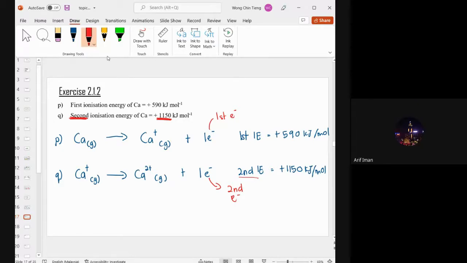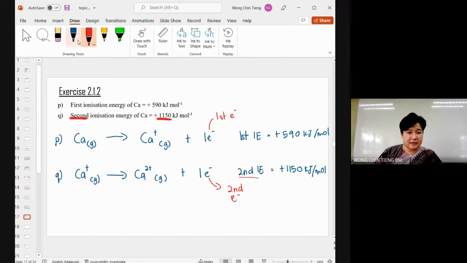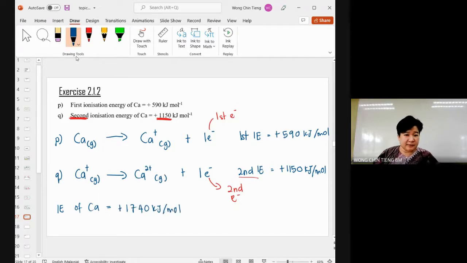Okay. Alright. Okay, apa yang saya nak tunjuk kat sini? Nampak tak beza kalau Miss Wong hanya bagi IE of calcium? Contoh ya, kalau saya hanya bagi IE of calcium and then saya bagi 1740 kilojoule per mole. Okay? Kalau saya hanya bagi IE of calcium tapi tak bagi tahu first or second, kita boleh tulis terus sekaligus jadi calcium 2 plus. Nampak tak? Buang 2 elektron. Okay, nampak? Nampak beza?